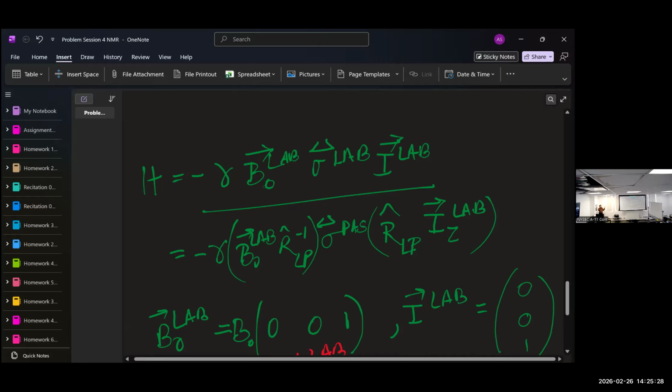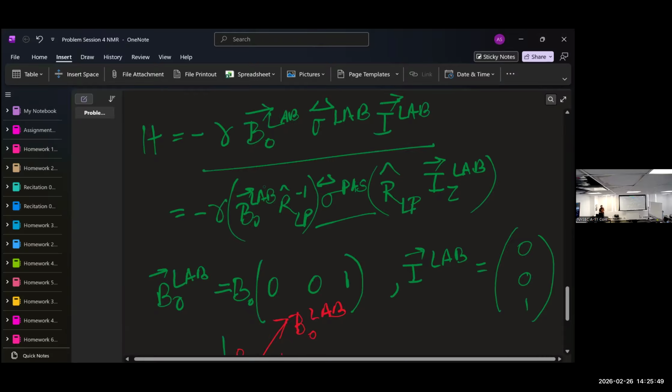The important thing is that all three components, all three pieces of this puzzle, B naught, I, and the shielding tensor, must all be in the same frame when you write this Hamiltonian. Does that make sense? So you can't have sigma in the PAS frame and the other two in the lab. And I know sigma in the PAS frame because that's easy, because it's diagonal. Right? And I just showed you how to calculate the diagonal component of the shielding tensor.